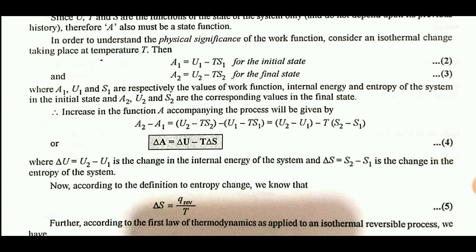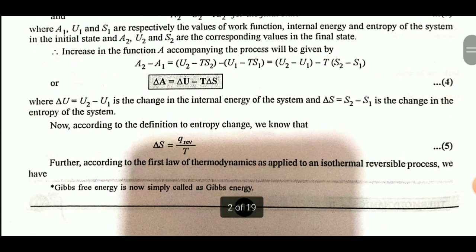Therefore, the increase in the function A accompanying the process will be given by A2 - A1 = U2 - TS2 - U1 + TS1, which equals U2 - U1 - T(S2 - S1), or delta A = delta U - T delta S, where delta U = U2 - U1 is the change in the internal energy of the system and delta S = S2 - S1 is the change in the entropy of the system.